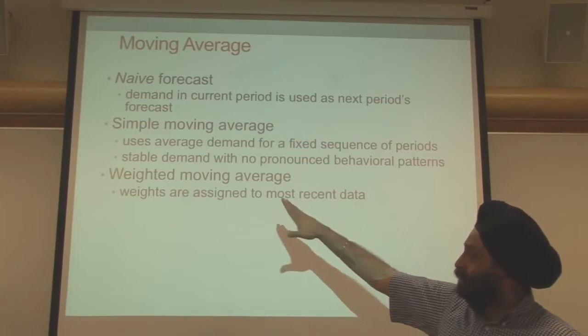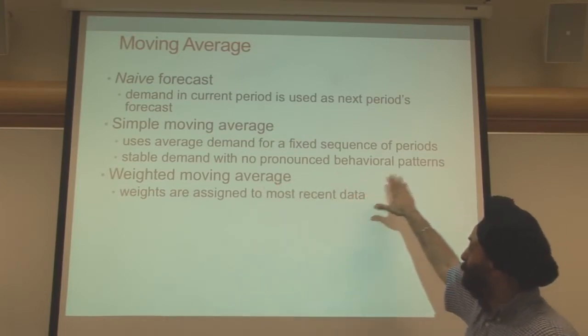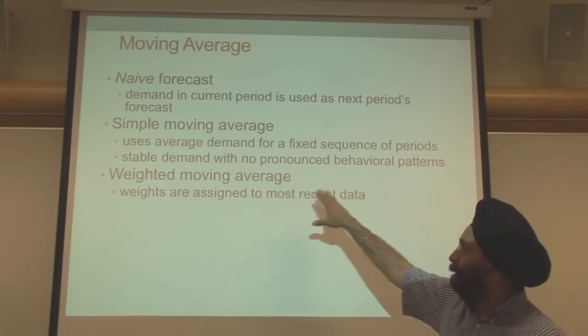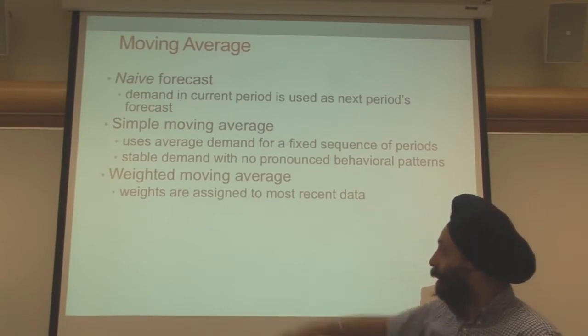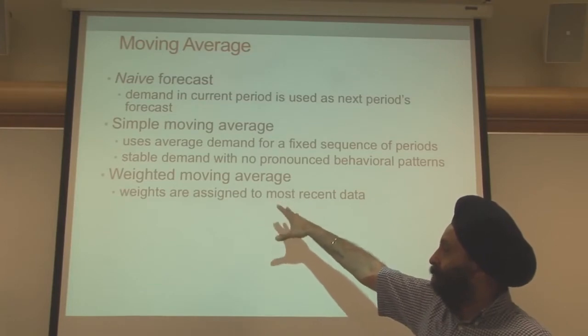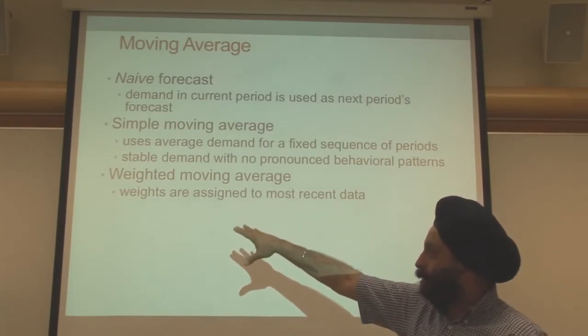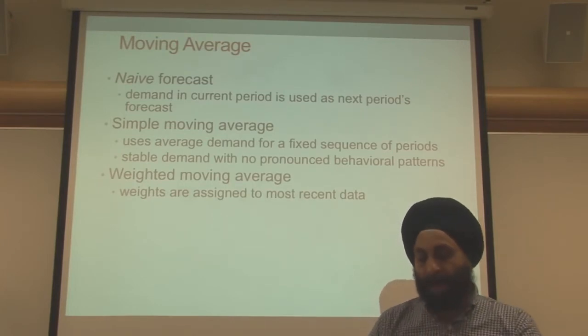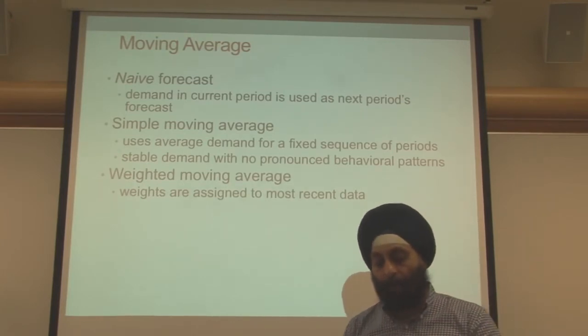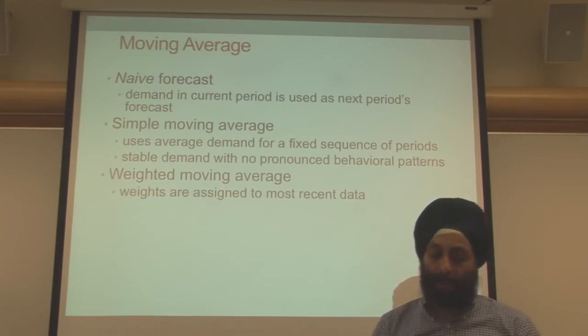Simple moving average uses average demand for a fixed sequence or period, and assumes stable demand with no pronounced behavior pattern. That's one of the key assumptions that we have. Weighted moving average, in contrast, uses weights that are assigned to more recent data, so we weigh more recent data higher as compared to less recent data.